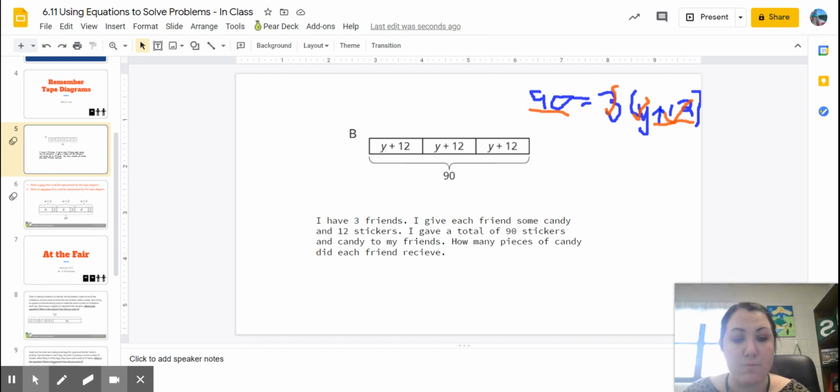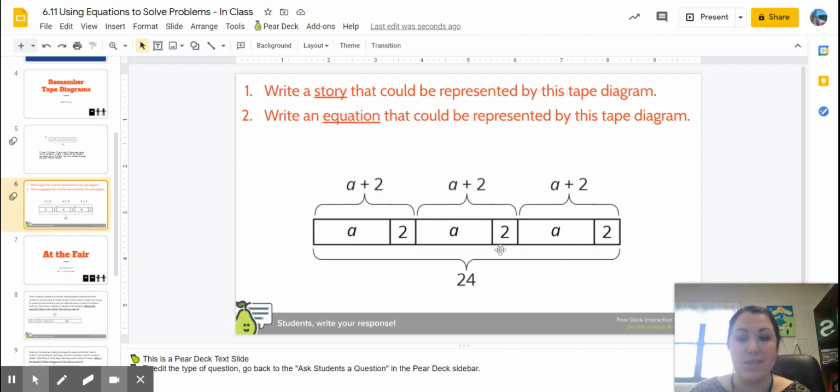And that would be a story that would go along with this equation. I have my group number, I have how much each of my groups got, and my total. So I've covered all of my bases here. You are going to do the same thing with this tape diagram. I want you to write a story for my 3 groups of A plus 2, and I want you to write the equation that goes along with it.